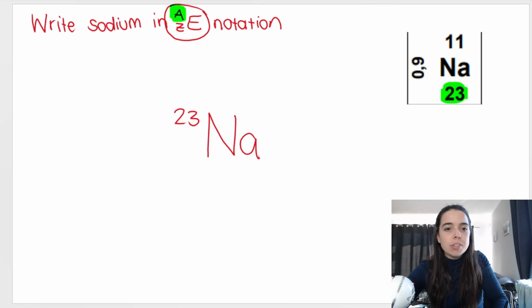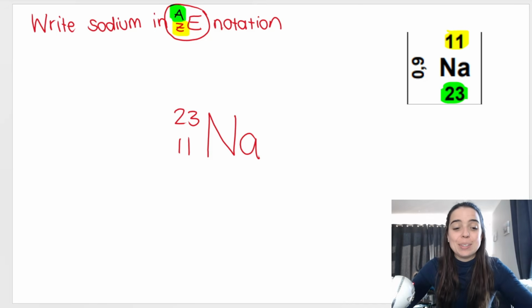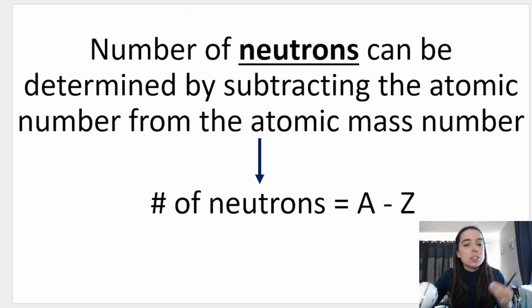Then they tell me that they want Z at the bottom. Z is the small number. Z is the atomic number. So 11 goes at the bottom. And that's your answer. That is how simple this is. Just keep in mind that if they wanted me to work out the number of neutrons, then you take A minus Z, or big number minus small number. Atomic mass number minus atomic number.